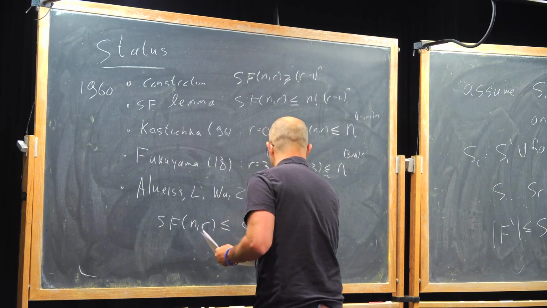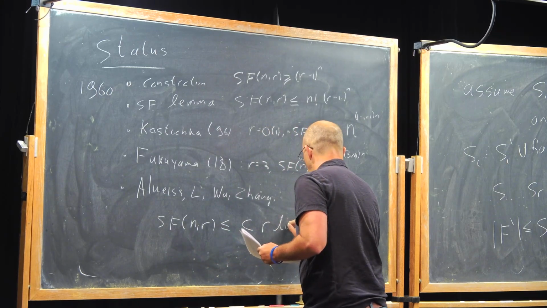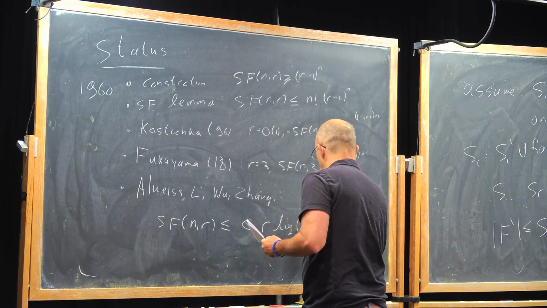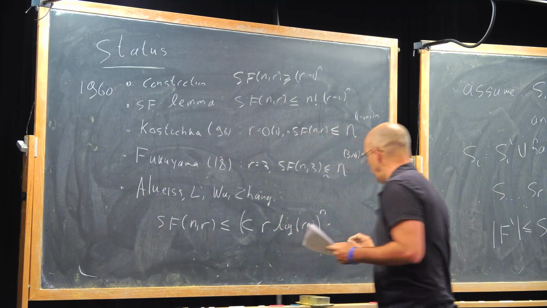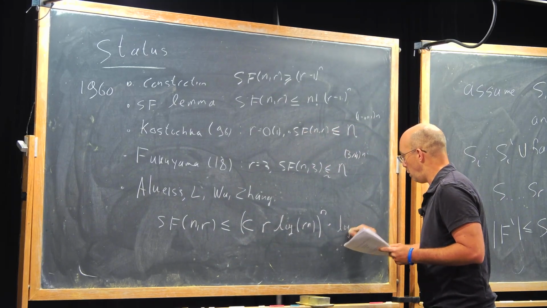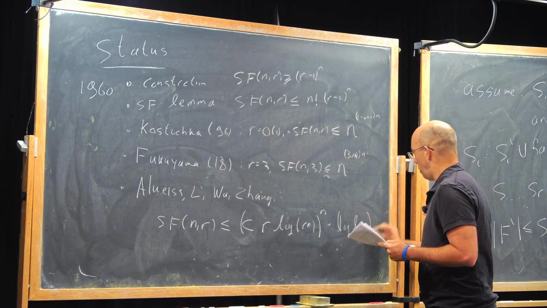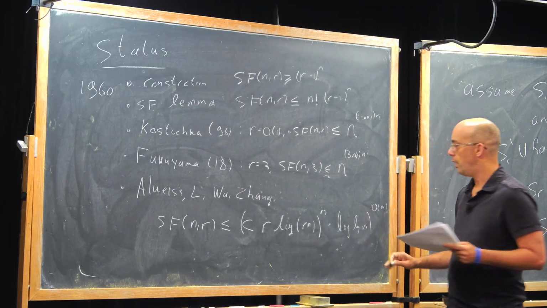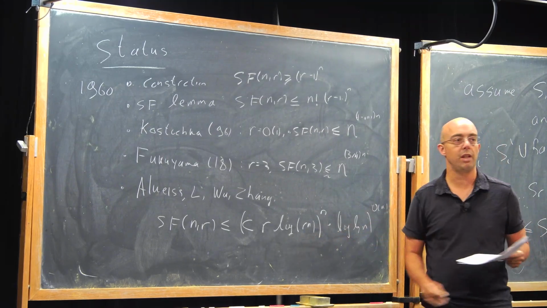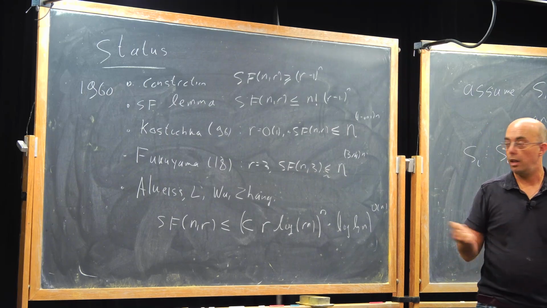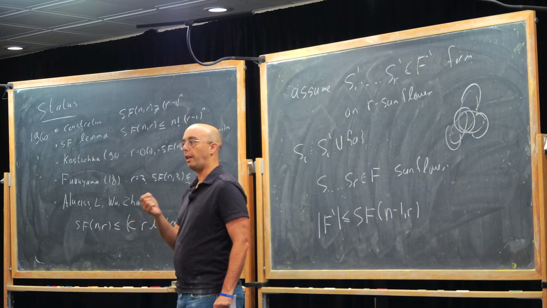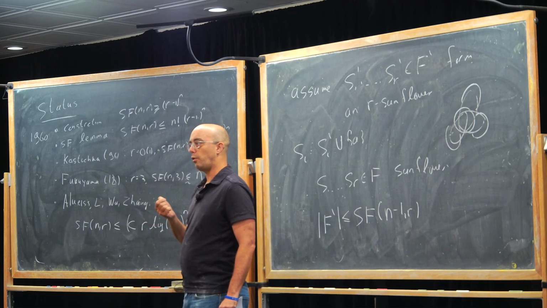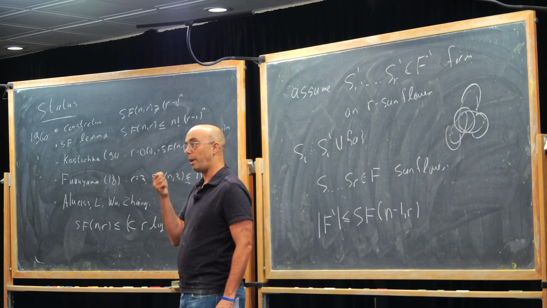Some constant R log Rn to the n times some lower-order terms, like log n to the order n. So this is the main term here. And again, if you think about R as constant, then this scales like log n to the n instead of n to the n. So this doesn't solve the conjecture. It's not a constant to the n, but the base was improved from n to log n.